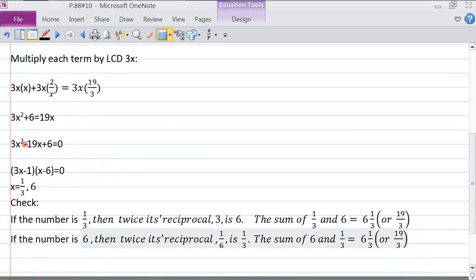When the middle term is negative and the last term is positive, it has to be minus, minus here. We factor this as 3x minus 1 and x minus 6. You can see that the inner term is minus x, and the outer is minus 18x, so minus x and minus 18x gives me the minus 19x. So the solutions are 3x minus 1 equals 0, in which case x equals 1/3, and x minus 6 equals 0, in which case x equals 6.